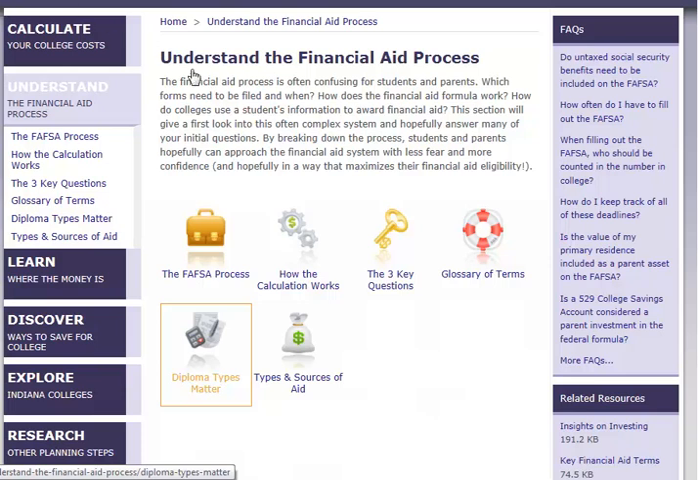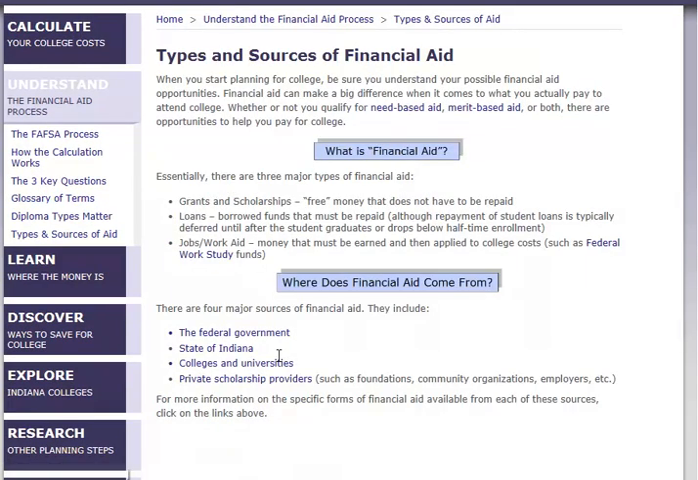The last icon in this section is Types and Sources of Aid. This section will explore the three primary types and the four primary sources of financial aid. Three primary types are grants and scholarships, loans, and jobs or work aid. And the four major sources of financial aid are the federal government, the state, colleges and universities, and private scholarship providers.